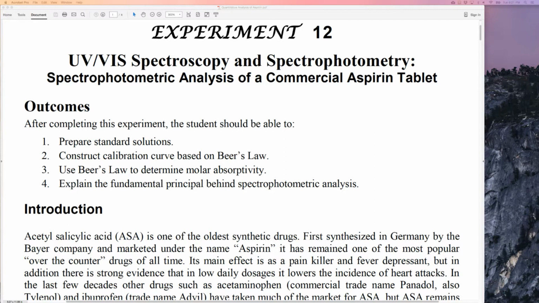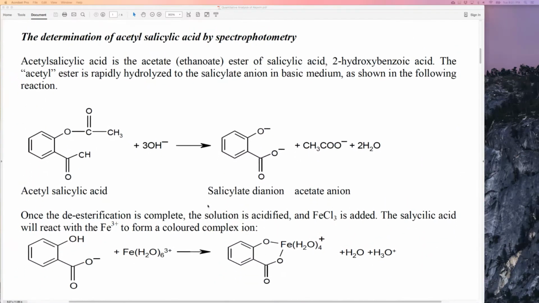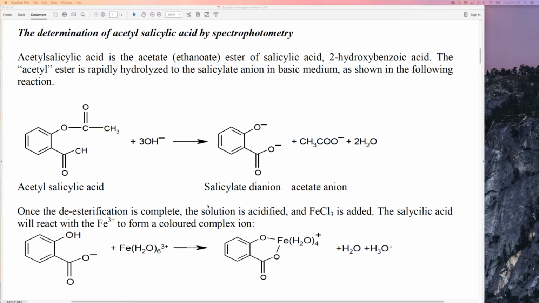We're going to use the calibration curve, Beer's law, and some math to determine molar absorptivity. I'm going to show you how we're going to do that. And then talk about spectrophotometric analysis and the concept of determining how much of something is in solution using light. So the background on aspirin is something you can read.